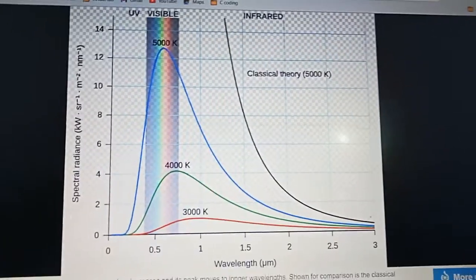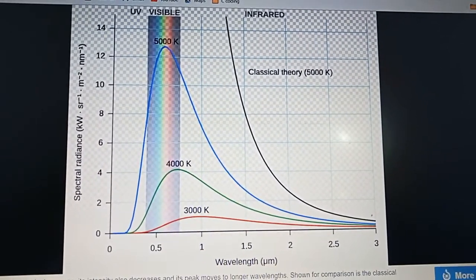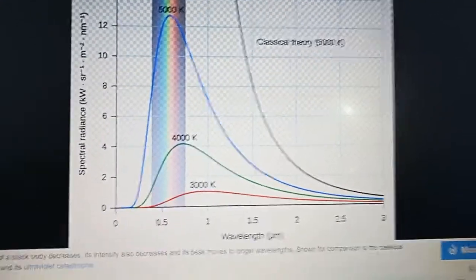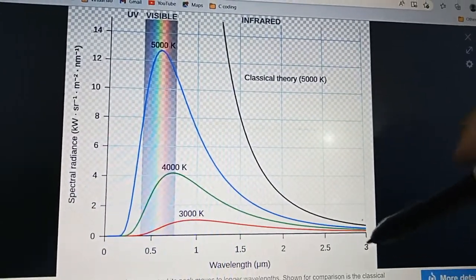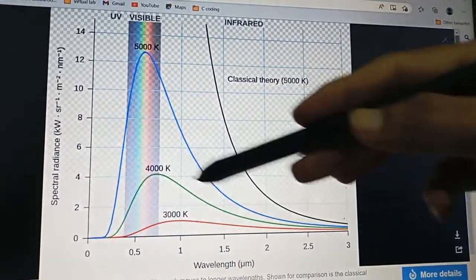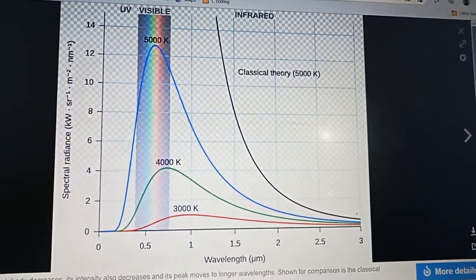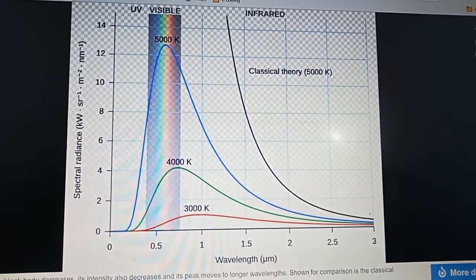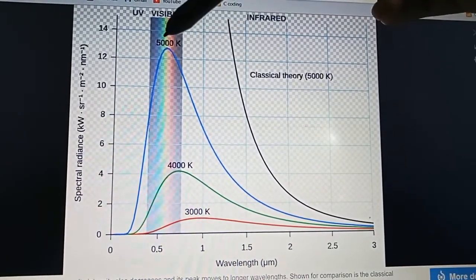So this is the graph between wavelength and spectral radiance. As per the classical theory, you can see that the graph is pointing like this, and the actual value, the experimental value, is like this. So these two things don't match. The equation that explains this observation as per the classical theory doesn't come over here.